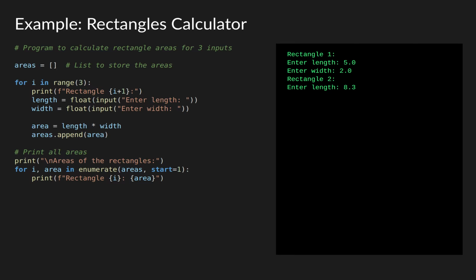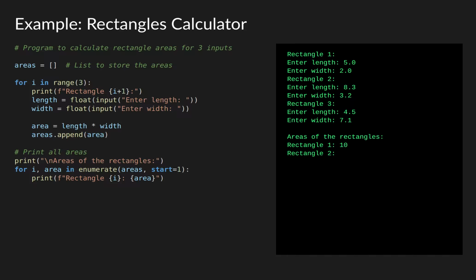After entering the width, the program moves on to the next rectangle. It now displays rectangle 2. We repeat the process, entering a length and then a width. The cycle continues for rectangle 3, with prompts for length and width. After all 3 rectangles, the program prints a blank line, then areas of the rectangles.